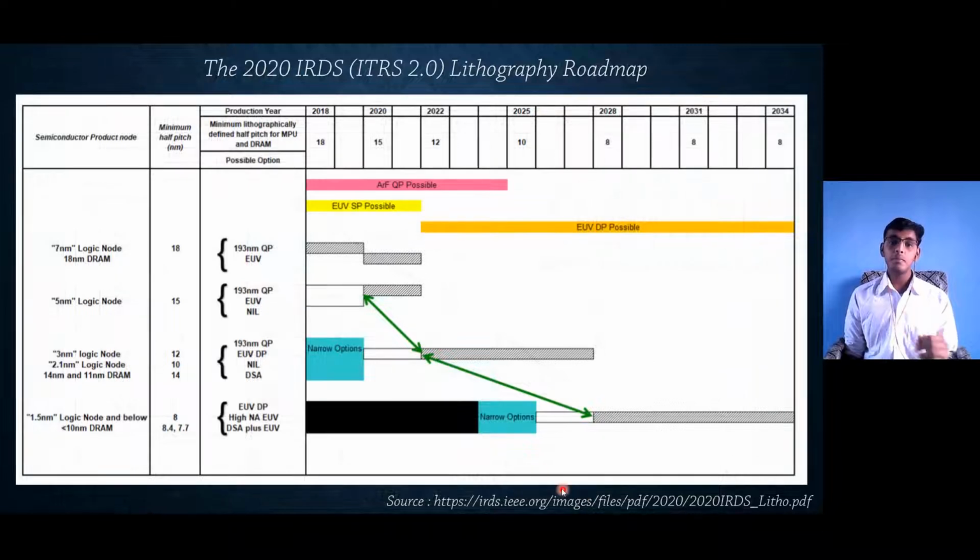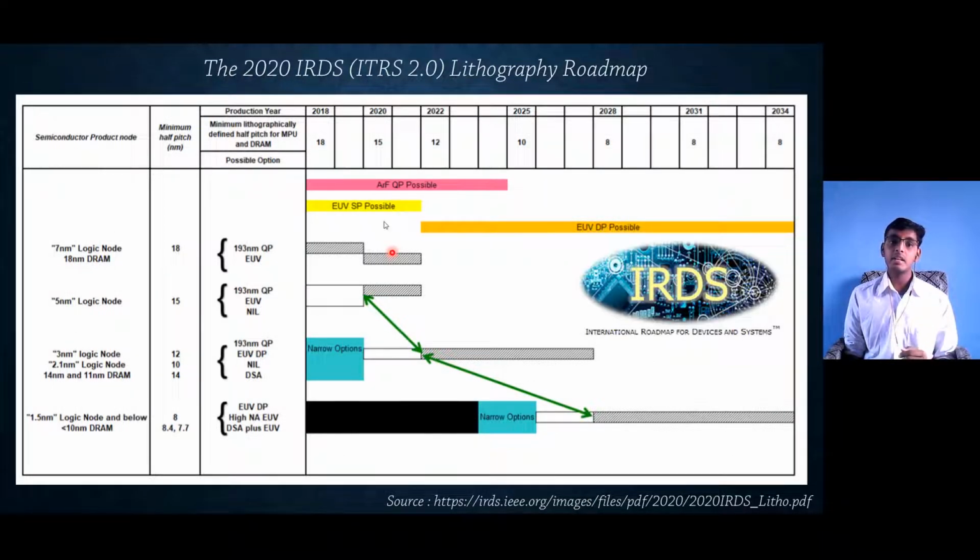The same organization, ITRS 2.0, renamed as International Roadmap for Devices and Systems, published another roadmap in the year 2020. By 2020 we had achieved a half pitch of 15 nanometers, and by the year 2028, in our near future, we are looking at 8 nanometer thin lines. This is the vision that our industry has. This is the complex system that we are aiming to build.